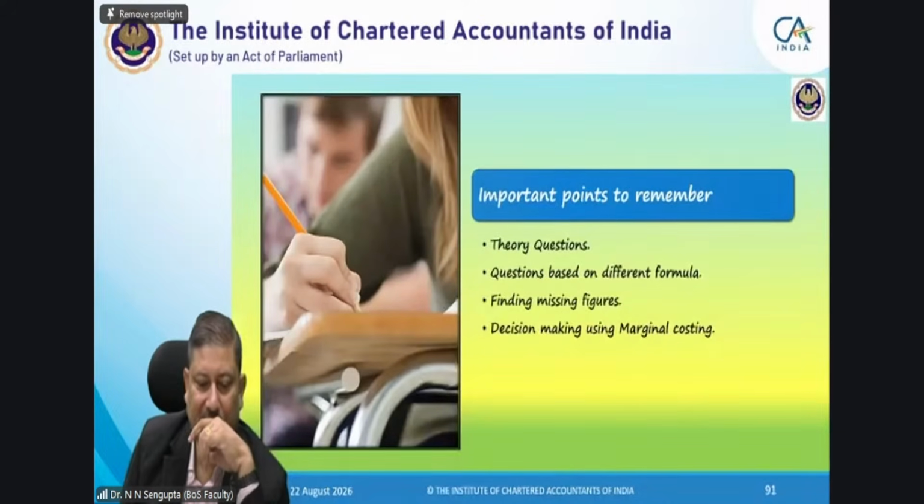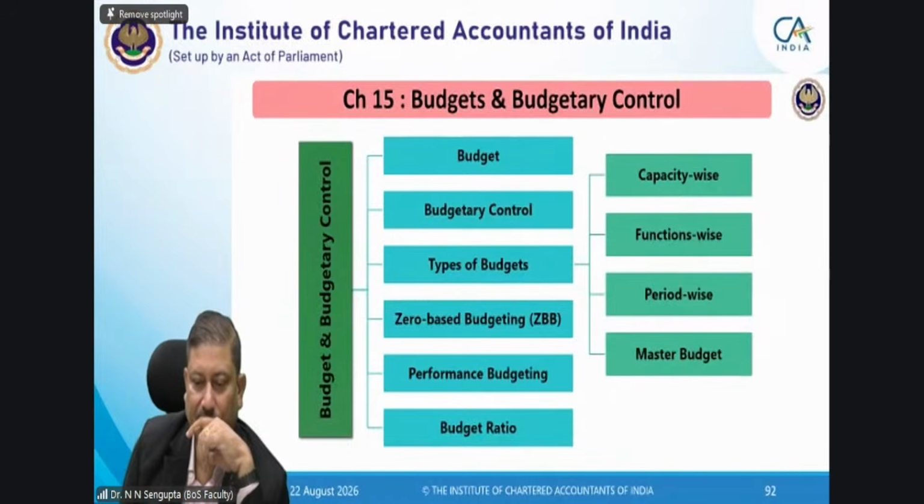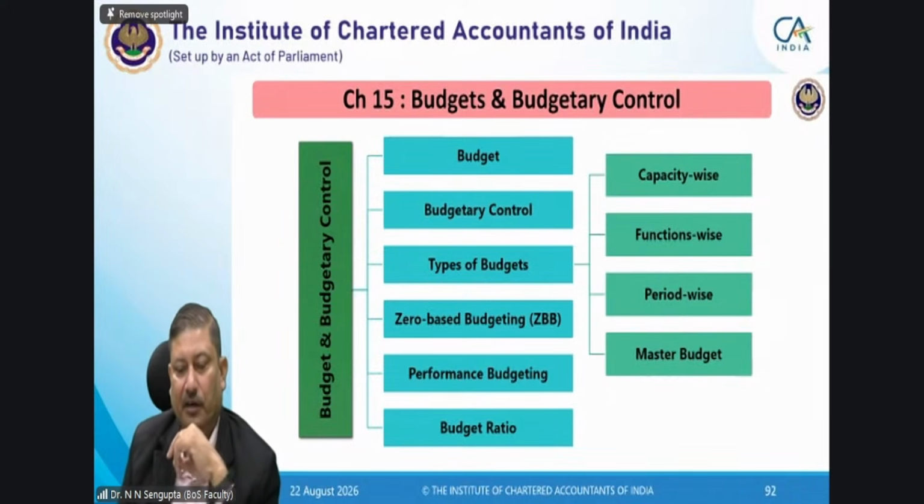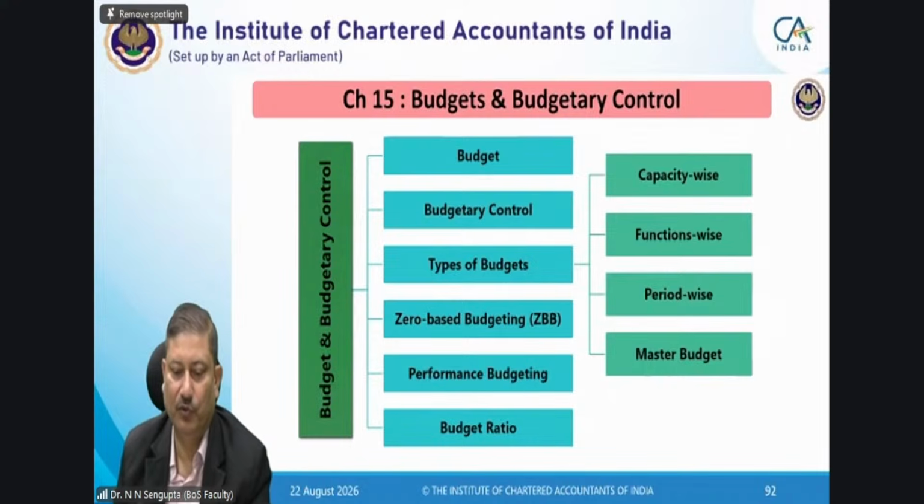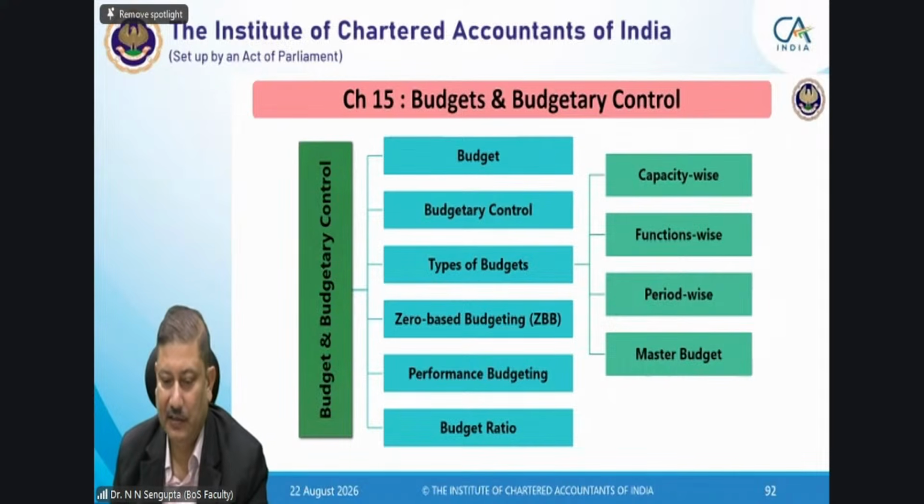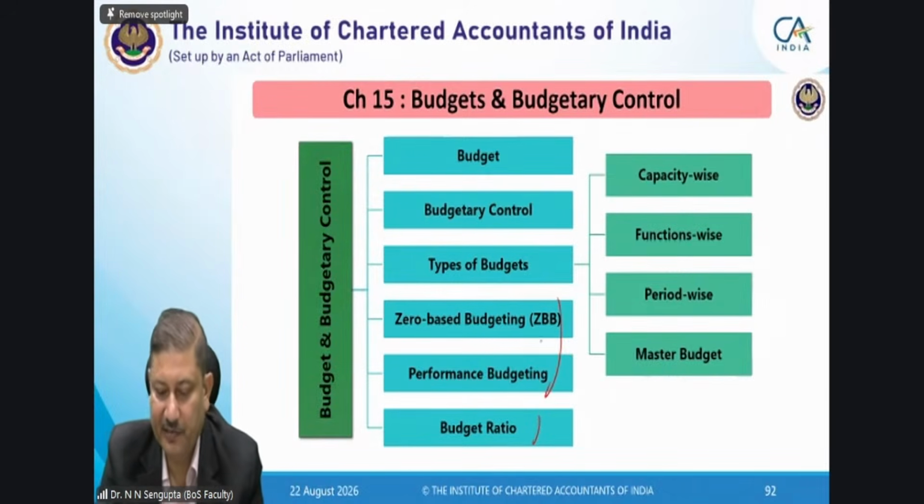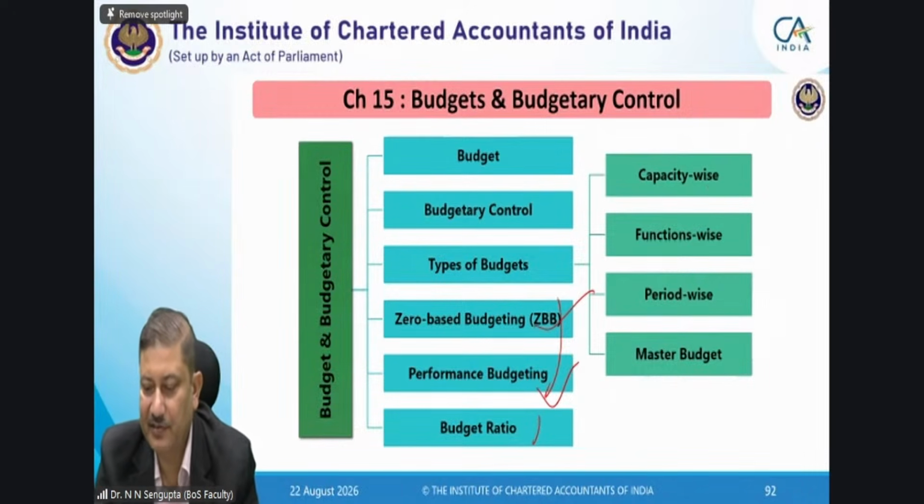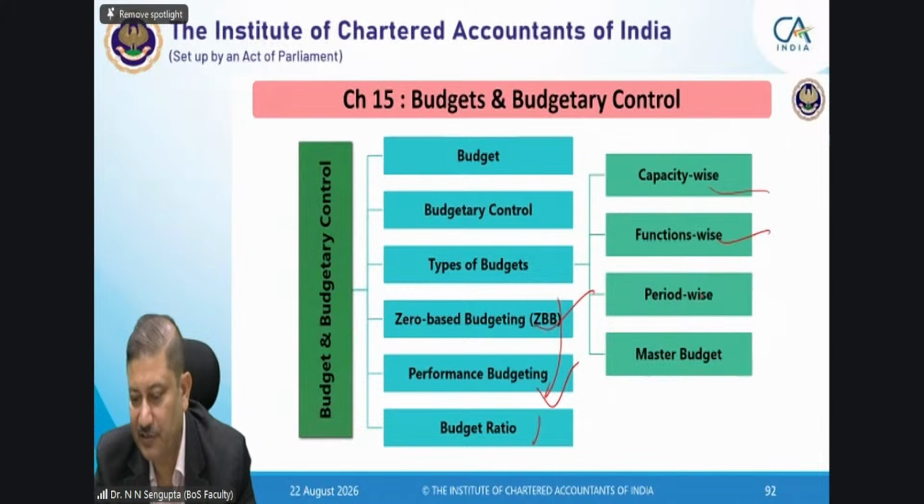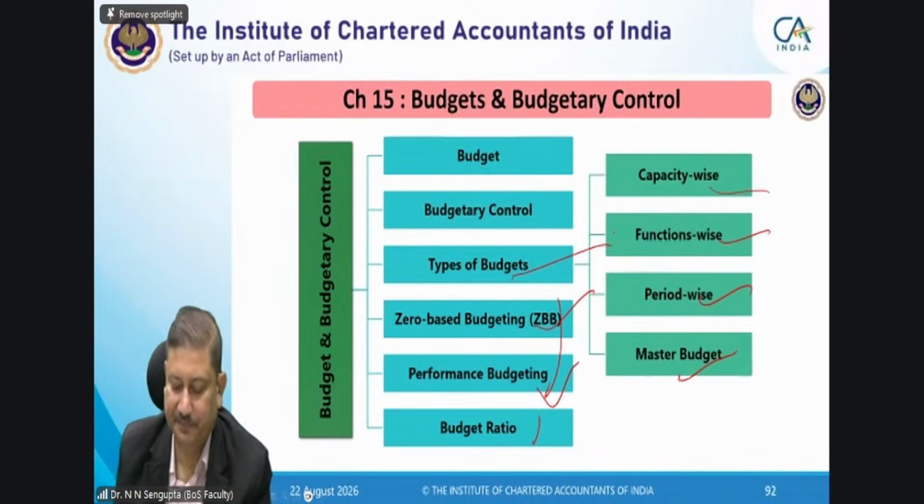I think these questions you can go through later on. Let me finish it off. Budgets and budgetary control. Of the types of budget, particularly the flexible budget is important. Then there are budget ratios and various concepts like zero-based budgeting, performance, capacity-wise, function-wise, period-wise, and master budget. That will be from the types of budget.